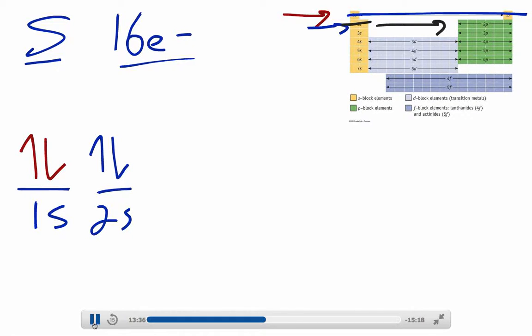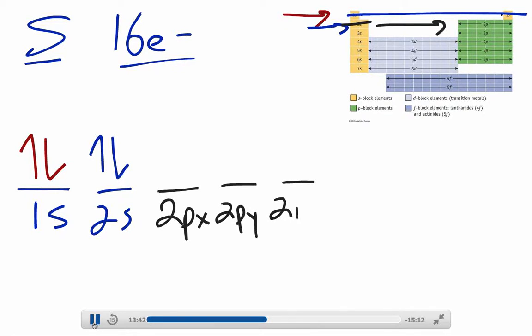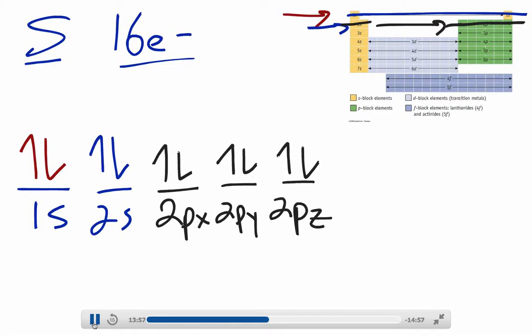We're into the 2p. 2p has 3 orbitals, a 2px, a 2py, and a 2pz. And you don't have to write x, y, and z, but I like to just to keep track. Again, we're going to put 1 electron in each suborbital before we go back and pair, based on Hund's rule. So now we have 2, 4, 6, 8, 10 electrons. We're not done yet, so we're going to go through that one.